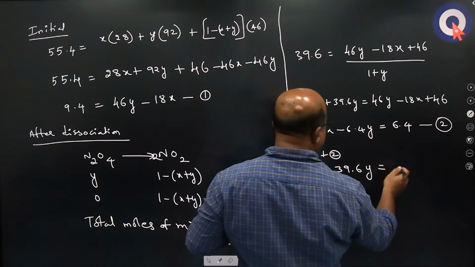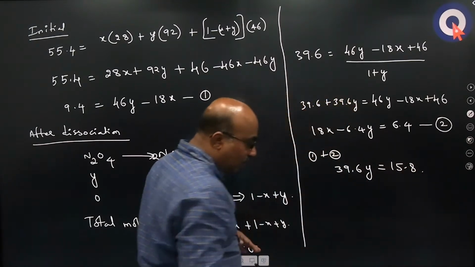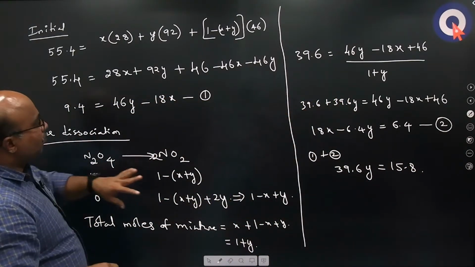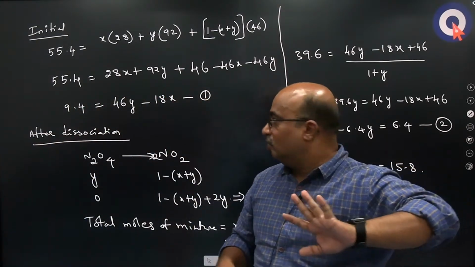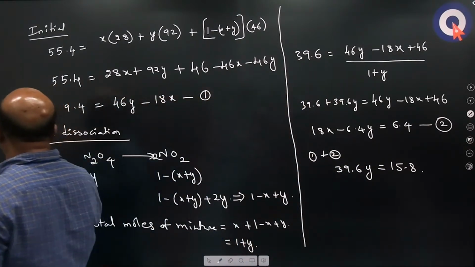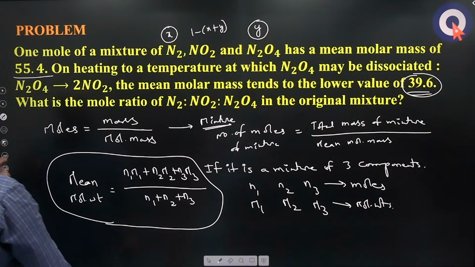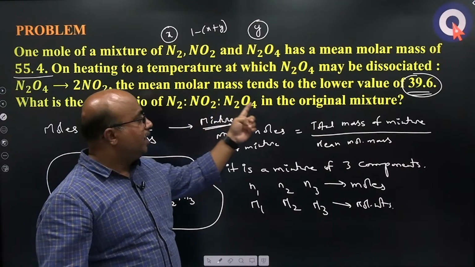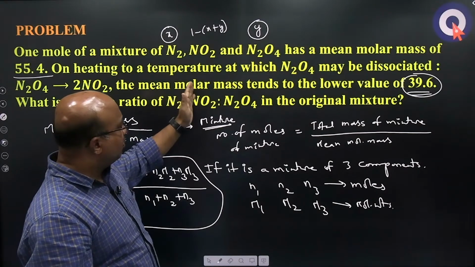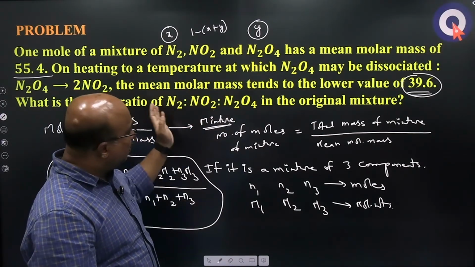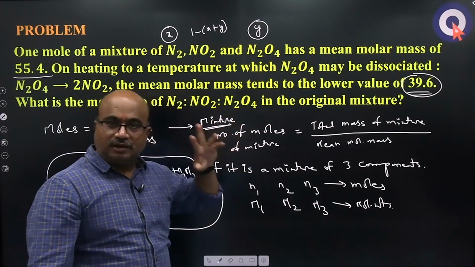So it becomes nothing but 8 and this is 15.8. So you will get the Y value. If we substitute the Y value in any one of these equations, we get an X value. Then you can say what was asked for us: what is the mole ratio of N2, NO2 and N2O4. That we have to take as 1 minus X, plus Y, and Y. So get X and Y values, and from that you can take the relation. I think that is clear?